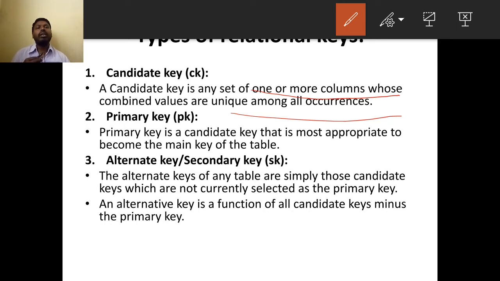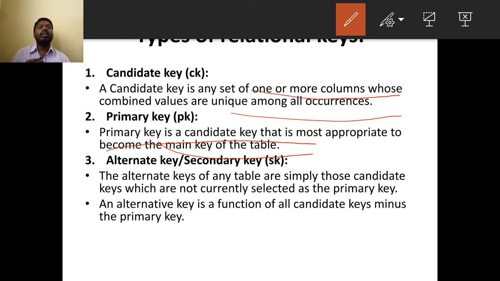Next, primary key. It is a candidate key. A primary key is a candidate key that is most appropriate to become the main key of the table. So what is a primary key? A primary key is a candidate key that is most appropriate to become the main key of the table.